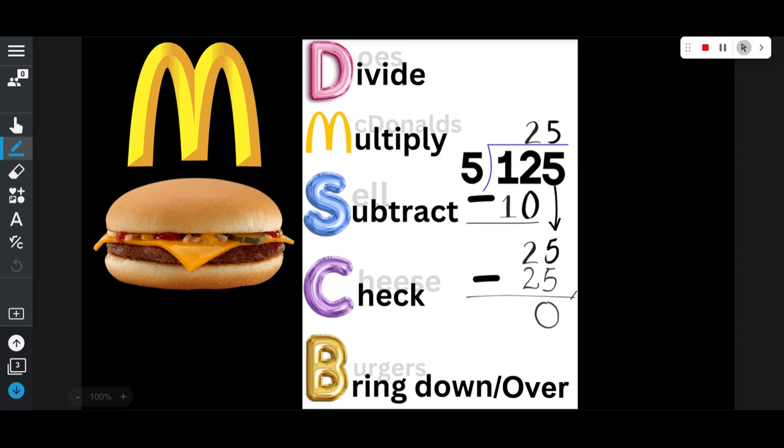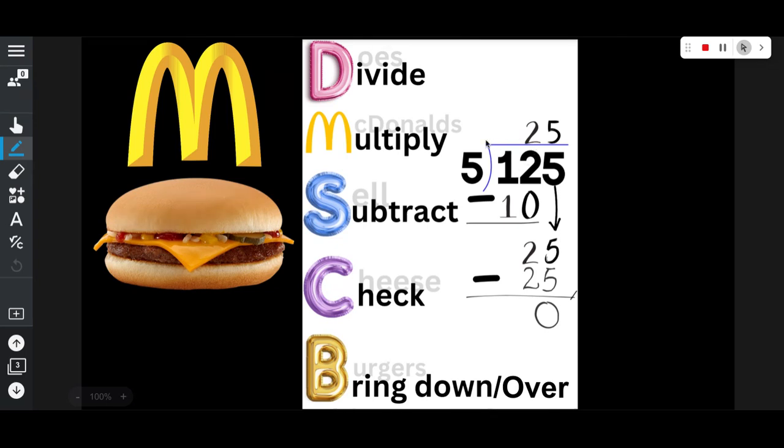So a little thing to help you get started with learning division is the little catchphrase, "Does McDonald's sell cheeseburgers?" This stands for the different steps required to do each portion of division. So the first part, does, stands for divide. So I'm going to divide the 5 into the inside number, the dividend. Can 5 go into the 1? No. 5 can go into 12, though, 2 times.